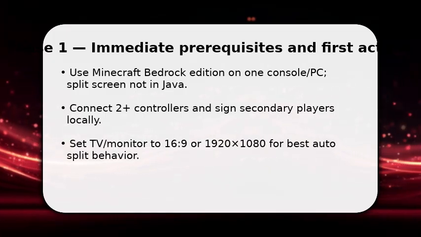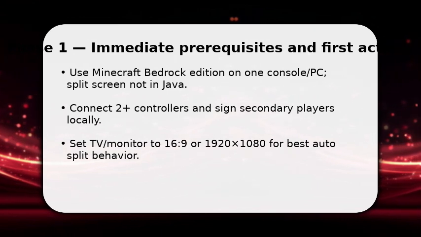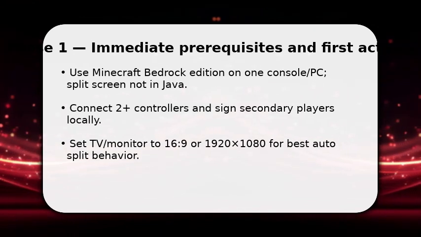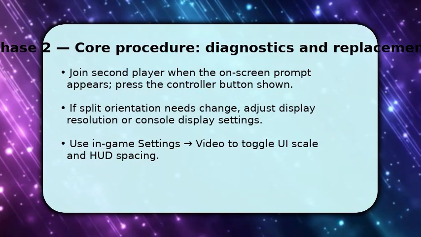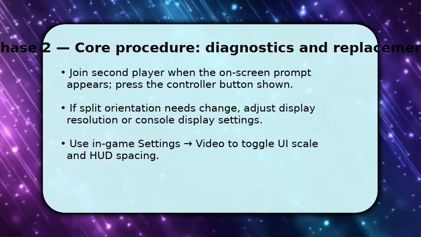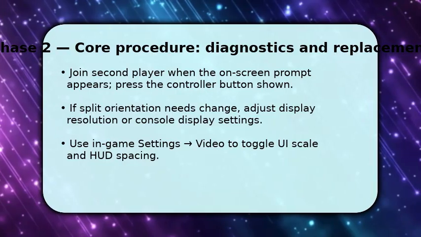When ready, launch a world from the host profile and look for the second player join prompt. Next, you press the join button on the second controller as the host world loads. This triggers split screen immediately.